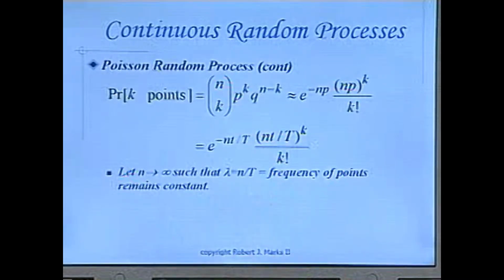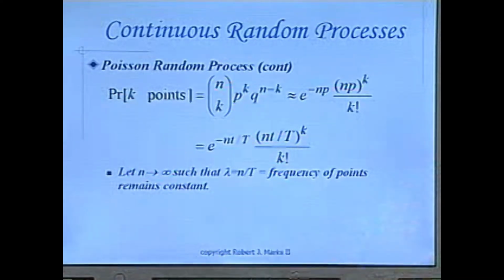Now, here's where we're going to make things go to infinity. We're going to let n go to infinity such that lambda, equal to n over T, the frequency of points, remains constant. Let me explain what I mean. We're going to let n go to infinity, so the number of points on that interval goes to infinity. We're also going to let big T go to infinity. Little t stays the same, but big T gets bigger and bigger.